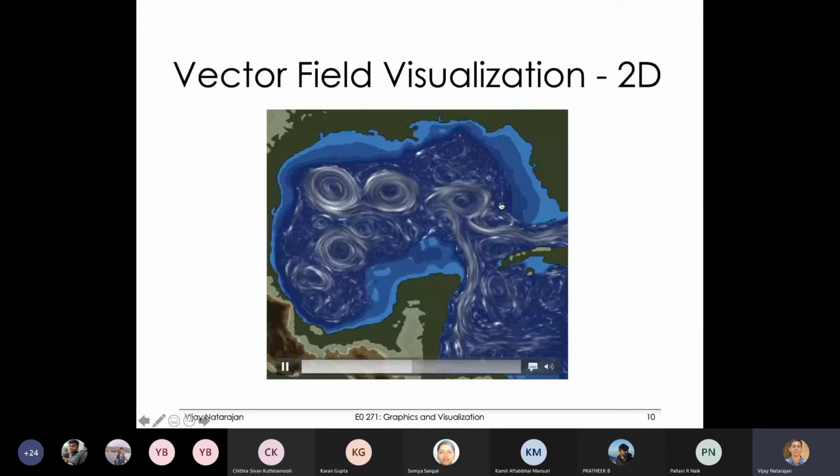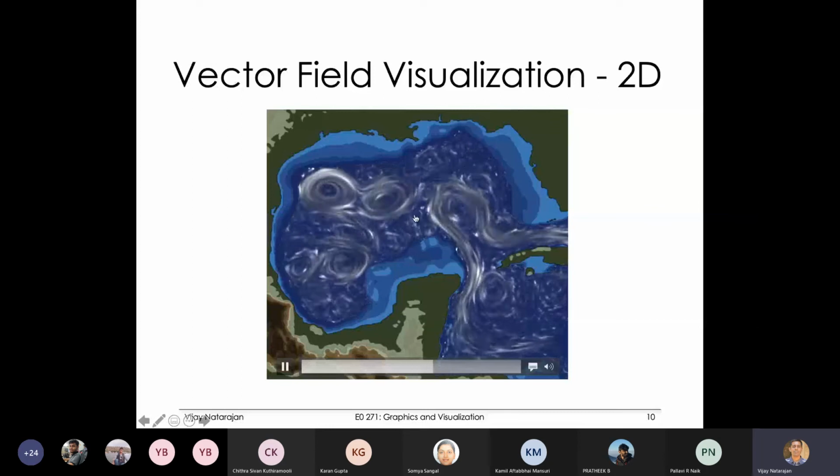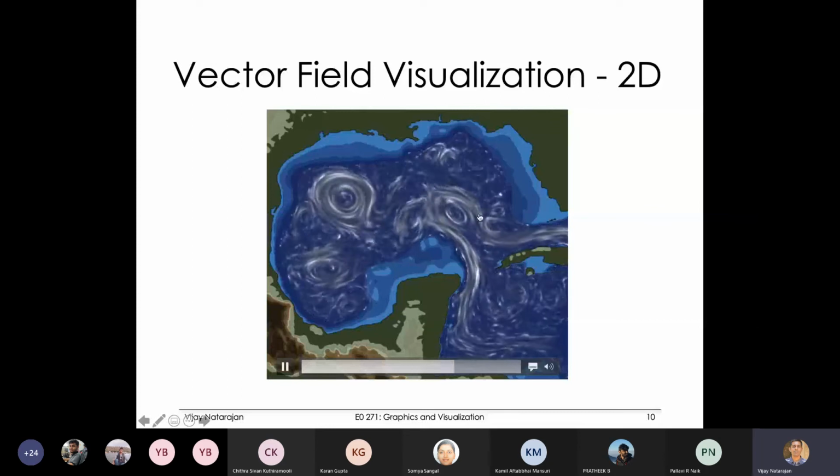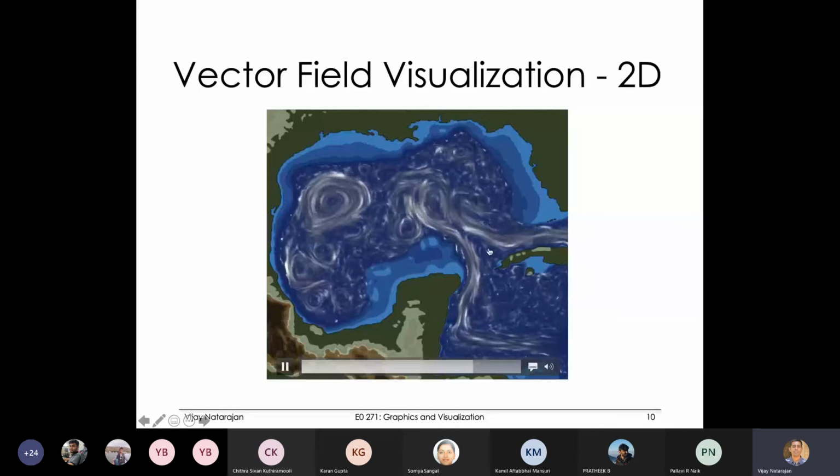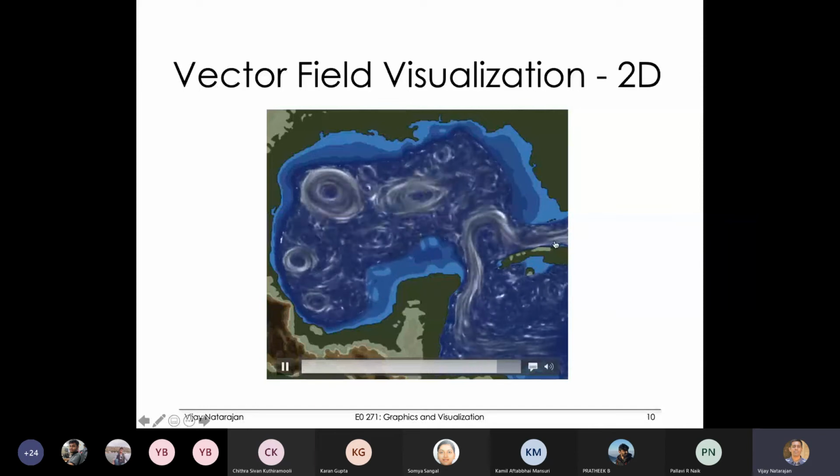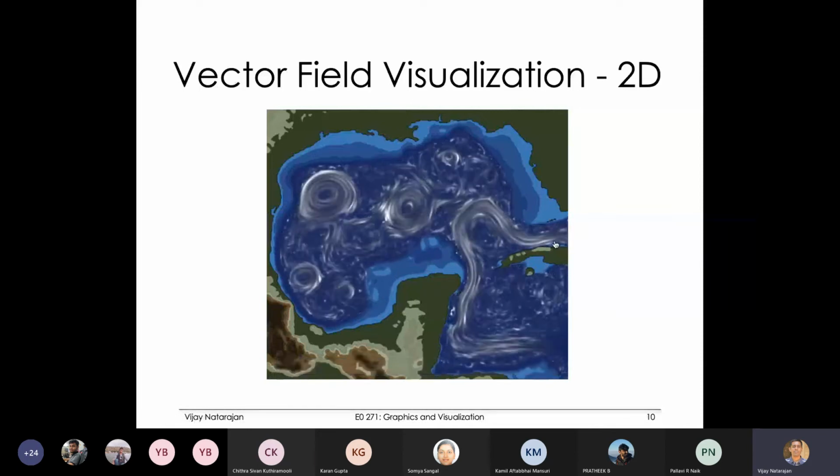As you can see, this is actually the Gulf of Mexico. There is a big stream and the velocity is high as it goes out, right? So this is again called LIC visualization, but for what is called unsteady flow or time-varying flow.